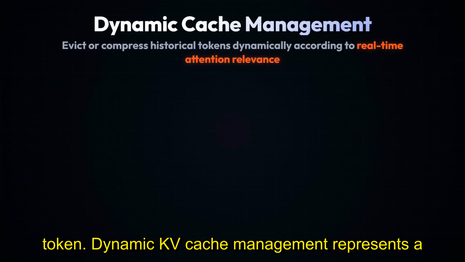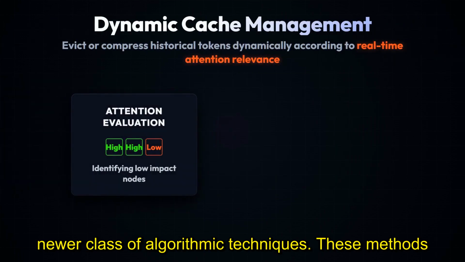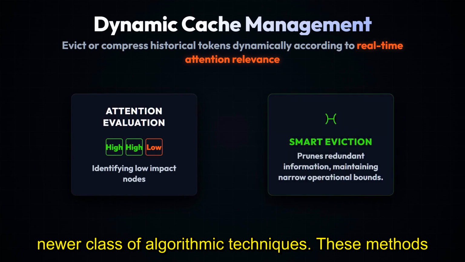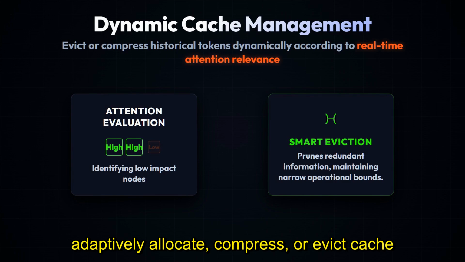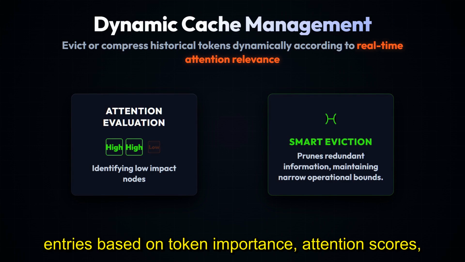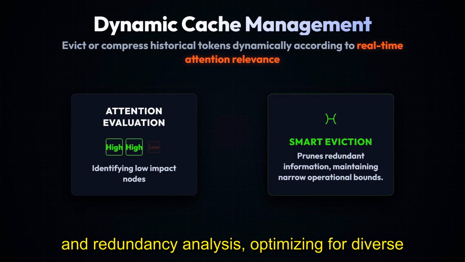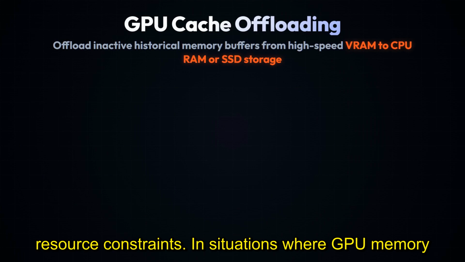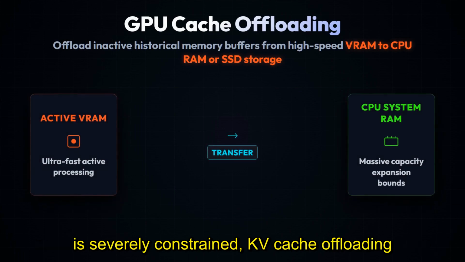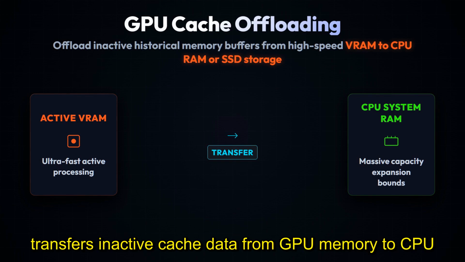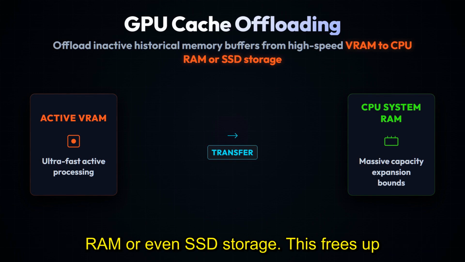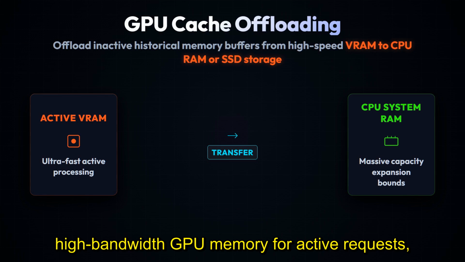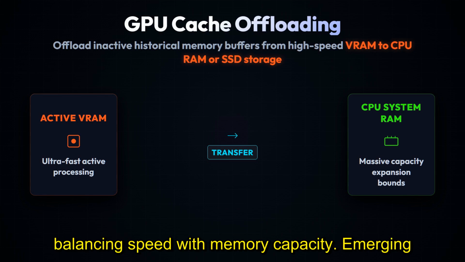Dynamic KV cache management represents a newer class of algorithmic techniques. These methods adaptively allocate, compress, or evict cache entries based on token importance, attention scores, and redundancy analysis, optimizing for diverse resource constraints. In situations where GPU memory is severely constrained, KV cache offloading transfers inactive cache data from GPU memory to CPU RAM, or even SSD storage. This frees up high-bandwidth GPU memory for active requests, balancing speed with memory capacity.